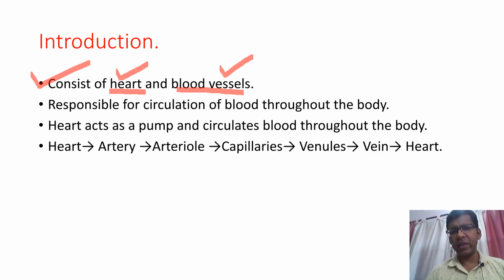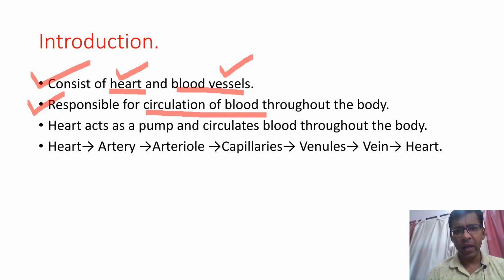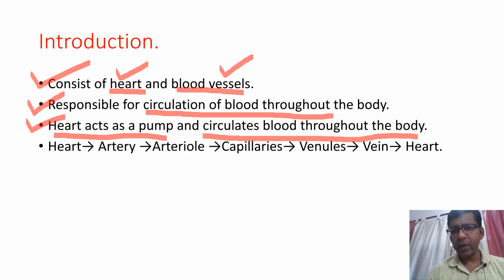So what is the action of it? It is responsible for circulation of blood throughout the body. So circulation of blood is the function of the cardiovascular system. Here the heart acts as a pump, and it circulates blood throughout the body. So how is the blood getting circulated in the body? It is getting circulated by the heart. Now how does the circulation occur throughout the body?